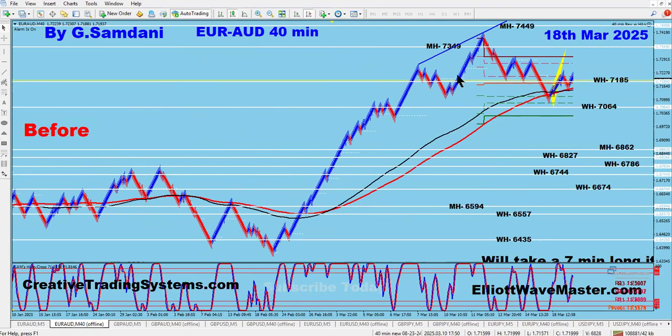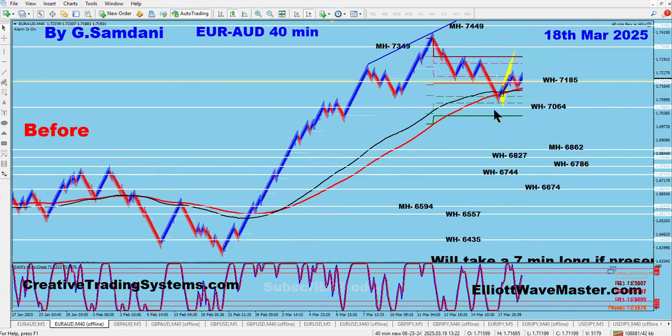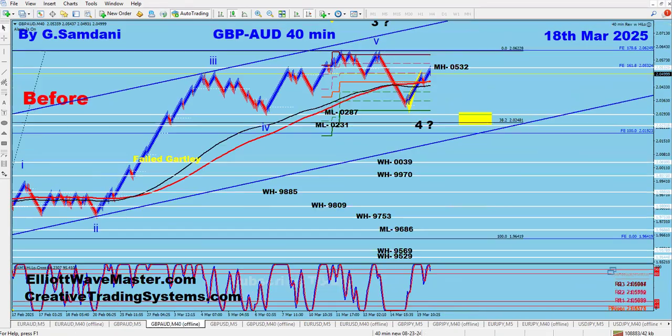So this is a big move here. Not enough retracement, I'd say. So this could be just A, and then we may go up a little bit more, maybe 61%, and then we can come down. But Euro Aussie, Pound Aussie have become very typical right now, so I'm not too much into those.